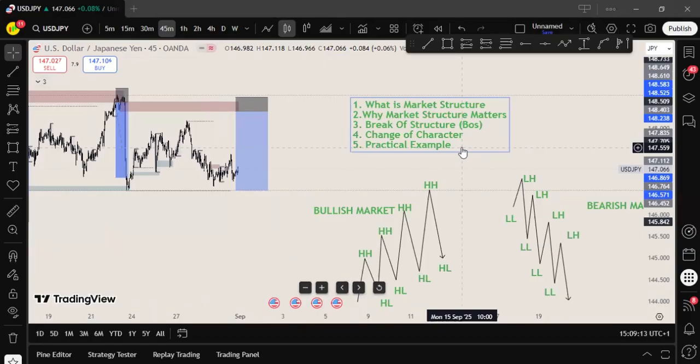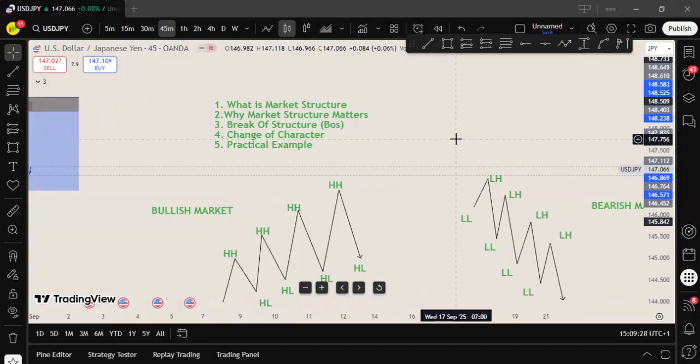We'll be able to know whether the market is in a bullish trend or a bearish trend. If the market is going down, you will see it creating lower highs and lower lows, again and again. But if the market is buying and going up, you will see a series of higher highs and higher lows. Market structure matters a lot.